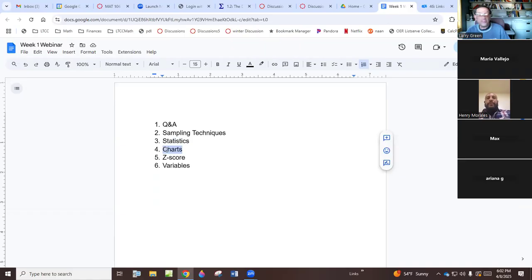We'll go over charts, and those are different charts that you might want to use to visualize what the data shows. And you've seen some of them, like you've probably seen a bar chart, maybe a histogram. But there's a lot of other kinds of charts too. We'll talk about stem and leaf plot. We'll talk about box and whiskers. So some others too. Then we'll get into the z-score.